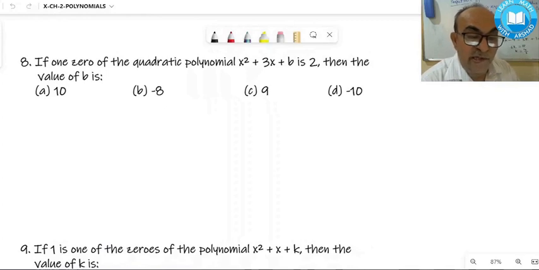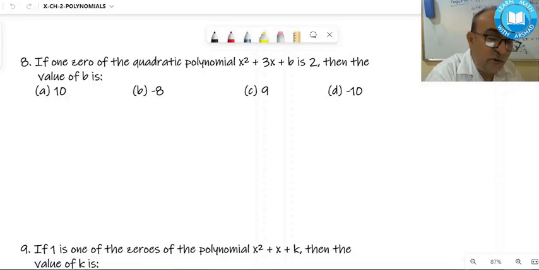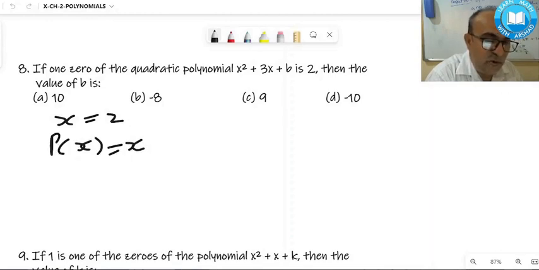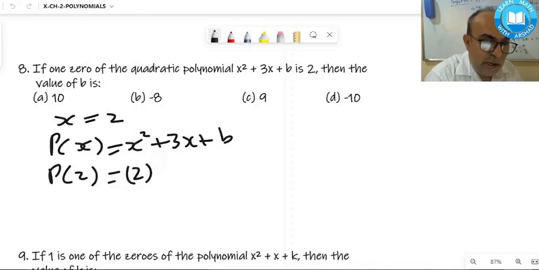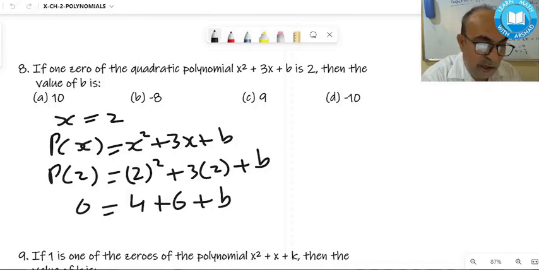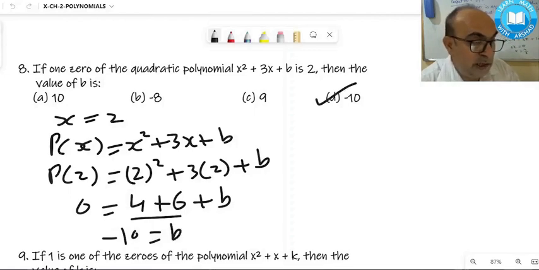If one zero of a quadratic polynomial is 2, then the value of b. So what you do, zero means the value of x, so you write x equal to 2 in the given polynomial. Polynomial is p(x) equal to x square plus 3x plus b. So p(2) is 2 square plus 3 into 2 plus b, so it is 0. Actually we are using the remainder theorem, it was in 9th class. 4 plus 6 plus b, 6 plus 4 is 10, so minus 10 equal to b. So the D bit is the correct answer.